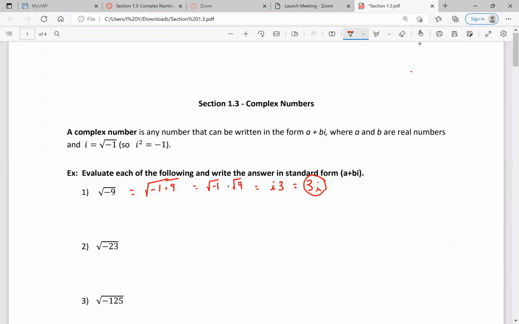Here, same principle. Square root of -1 times 23 equals the square root of -1 times the square root of 23 equals i times the square root of 23. Again, be careful with this. Make sure your i is far enough out there. You may even want to put brackets around it to be sure.